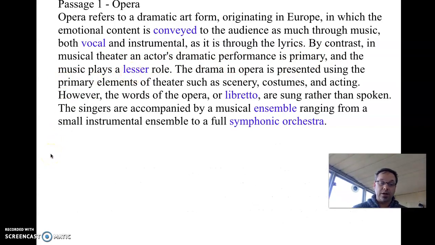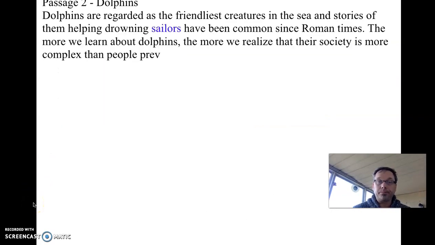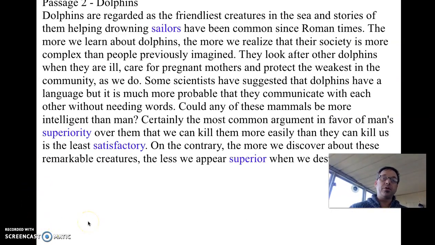Let's look at our second one here. Passage 2, dolphins. Dolphins are regarded as the friendliest creatures in the sea, and stories of them helping drowning sailors have been common since Roman times. The more we learn about dolphins, the more we realize that their society is more complex than people previously imagined. They look after other dolphins when they are ill, care for pregnant mothers, and protect the weakest in the community, as we do. Some scientists have suggested that dolphins have a language, but it is much more probable that they communicate with each other without needing words.